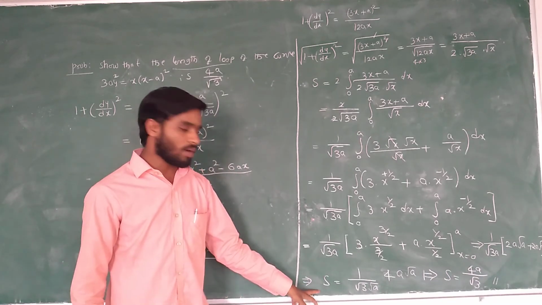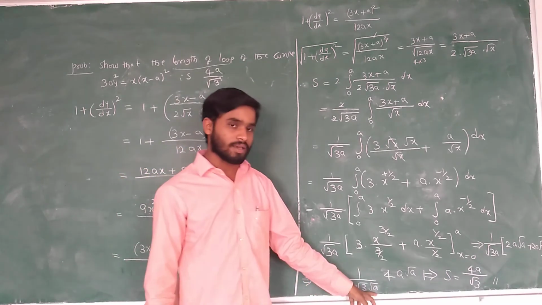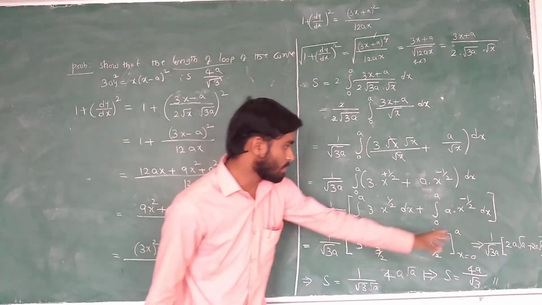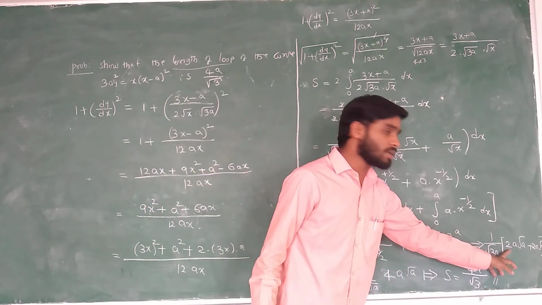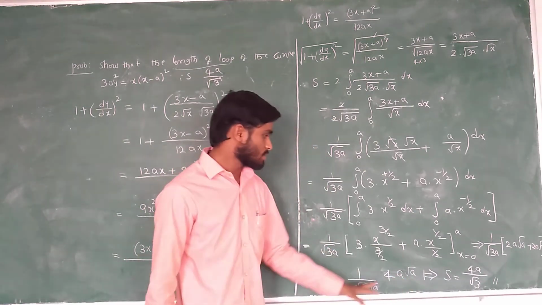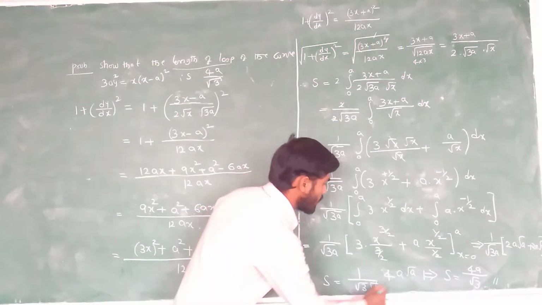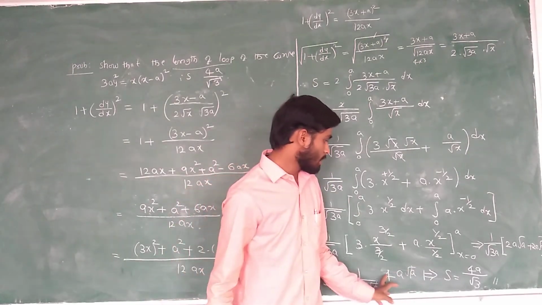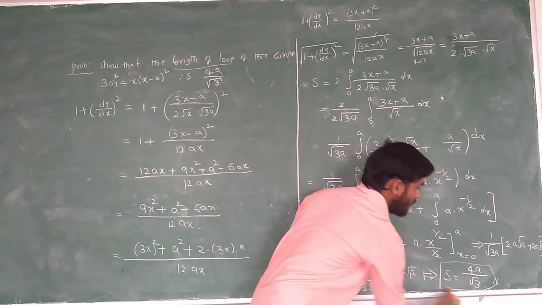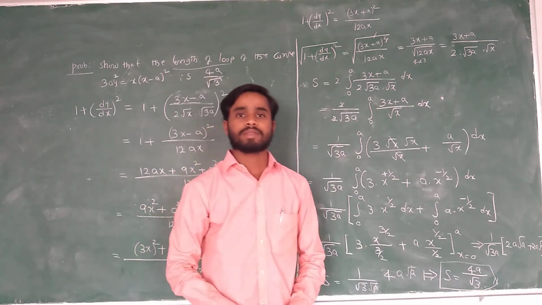Now s is equal to 1 by root 3 into root a, plus, that will be 2a root a plus 2a root a, which will be 4 times a root a. So root a cancelled out, remains here 4a by root 3. So this is exactly the required length of the given curve.